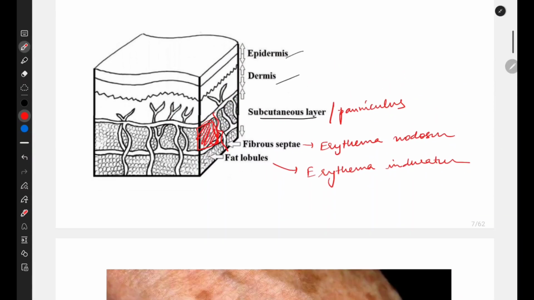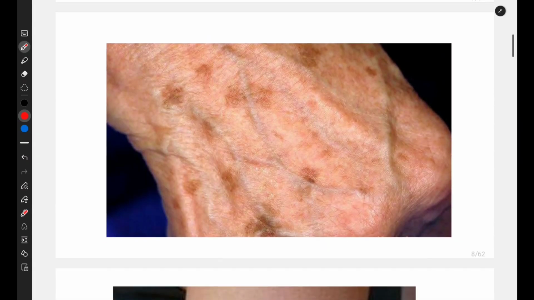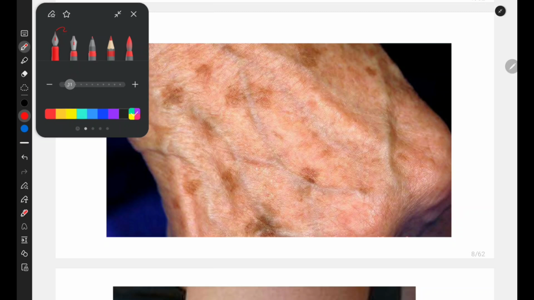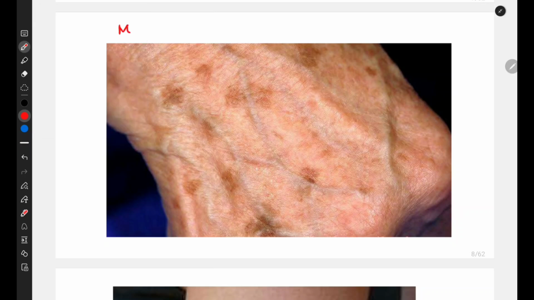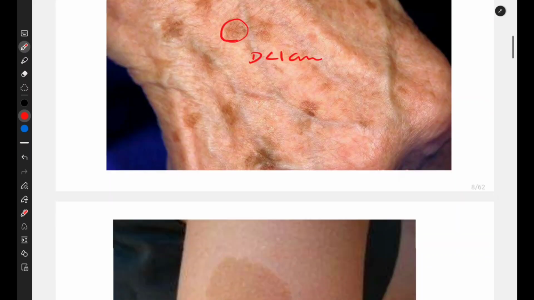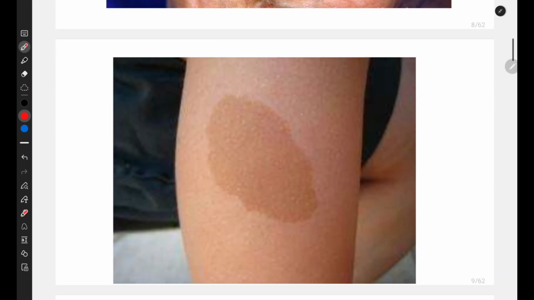So after completing the layers of skin, we'll come to lesions present in skin. So coming to the most common lesions, this one is called a macule. A macule means that the diameter of the lesion is less than 1 centimeter and there is nothing elevated or depressed, just a color change with a diameter of less than 1 centimeter. The same color change with a diameter of more than 1 centimeter is called a patch.